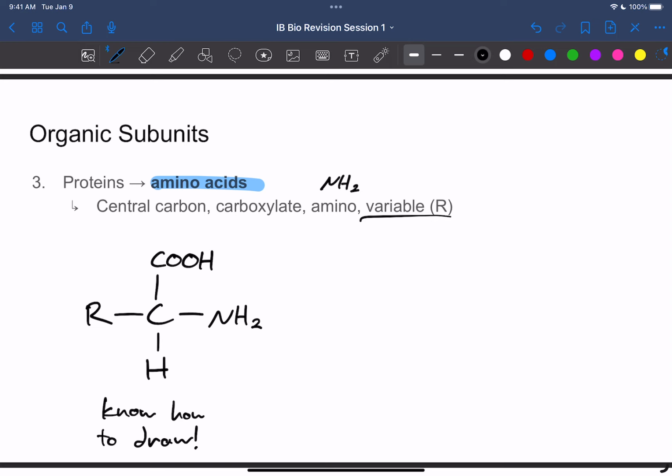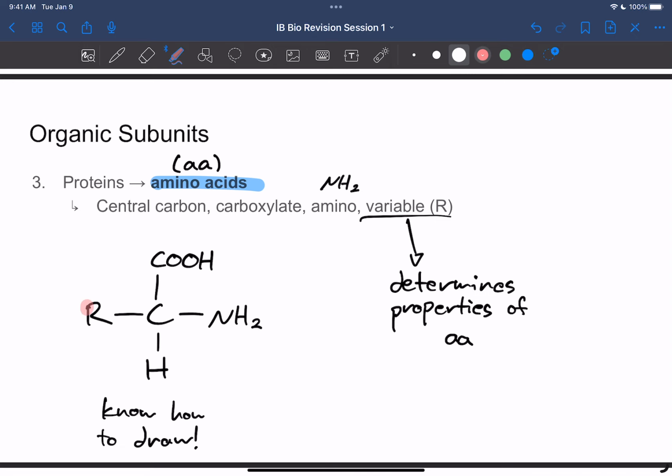And the R group over here determines the properties of the whole amino acid. The abbreviation I'm going to use for amino acids is AA. So the whole properties of it are determined by the R group. And when you have different amino acid chains, different combinations of R groups will make different types of functioning proteins. So that's the subunit.